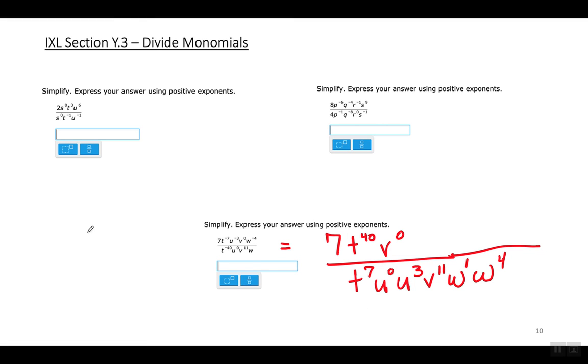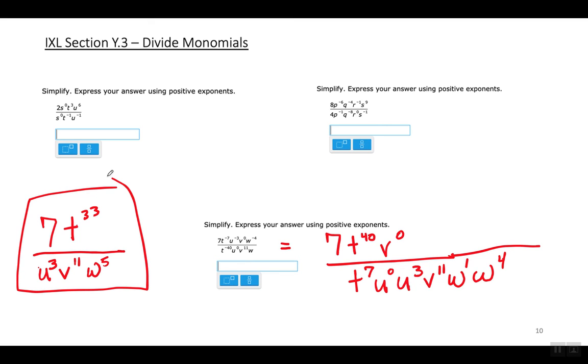Alright, so now when I simplify that and subtract the exponents, I'm going to have 7 t to the 33rd power on the top, and on the bottom, I'm going to have u to the 0 power times u to the 3rd power is u to the 3rd power. V to the 11th power minus v to the 0 power is v to the 11th power. Really, you could just erase this. Whenever it says something to the 0 power, that equals 1, so you don't even have to deal with it. Down here, w to the 1st power times w to the 4th power is w to the 5th power. And that's my simplified answer.